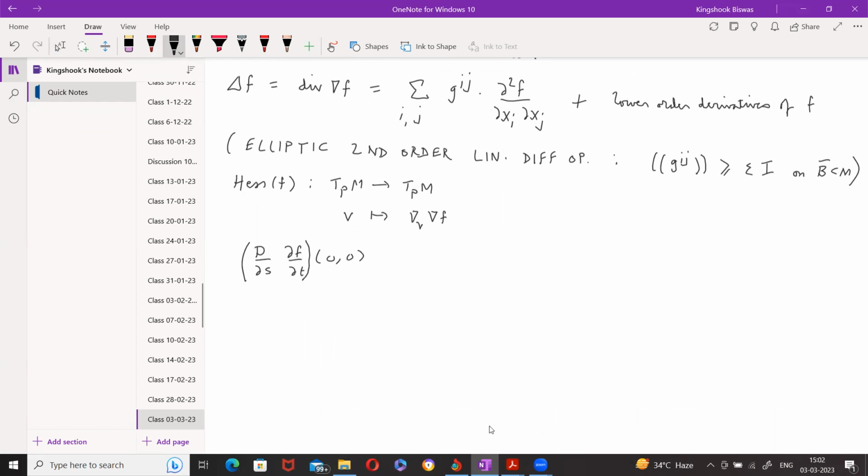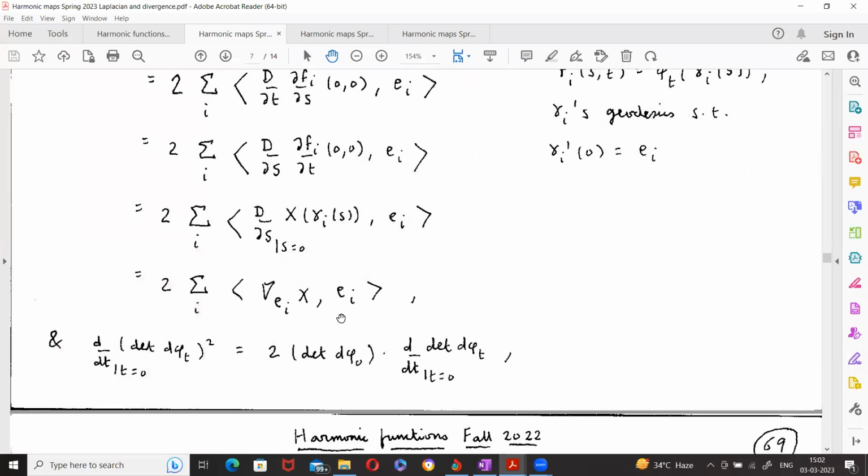So what does this mean? In steps, this means d del s at s equal to 0 of del f del t at s comma 0. That's what this means. Okay, so now is the computation clear? Yes, it's clear.